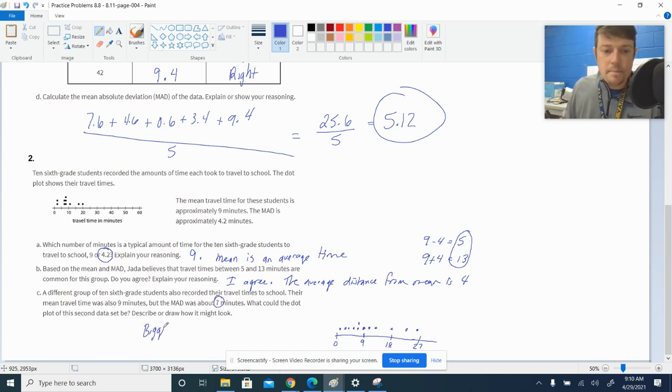Bigger MAD means more spread. So we'll just have more variability, more stretching here.